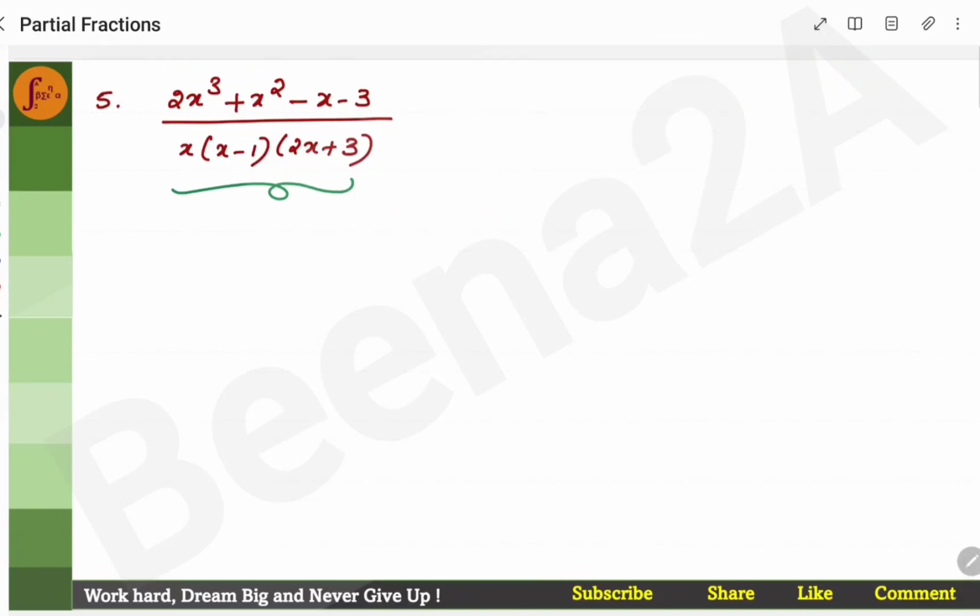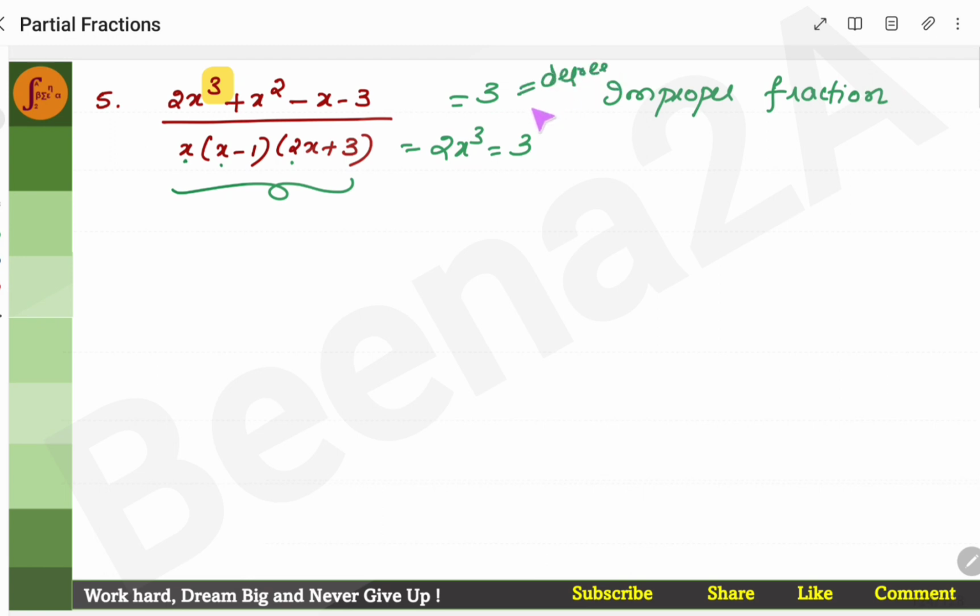Now let's look at this particular problem. Again, this is an improper fraction, right? The highest power is 3. Here, if I multiply x with x, I'll get 2x cube. So highest power is 3. Here also it's 3. So it's an improper fraction because the degree of numerator is equal to the degree of denominator. This is the degree of numerator. This is the degree of denominator.